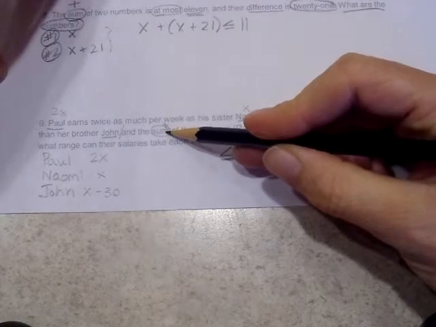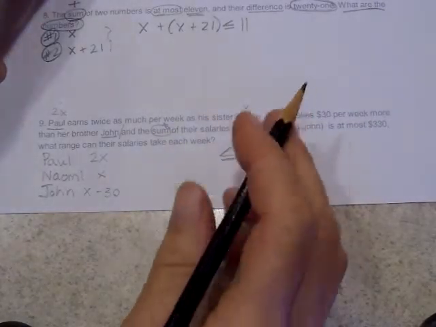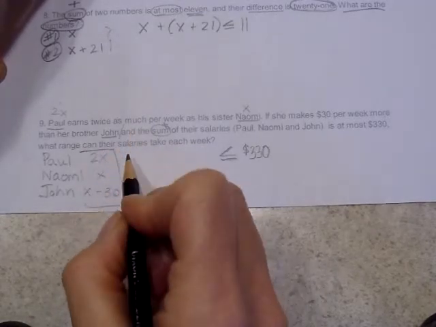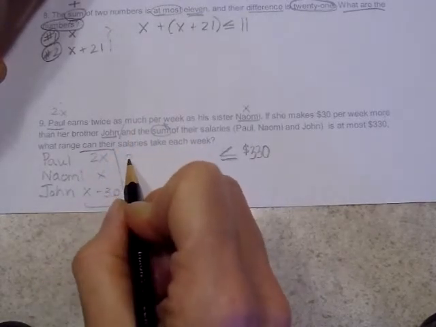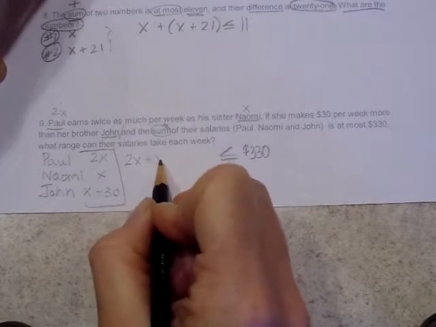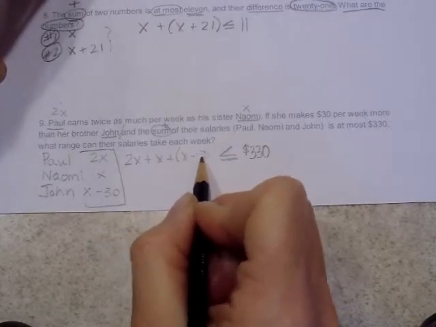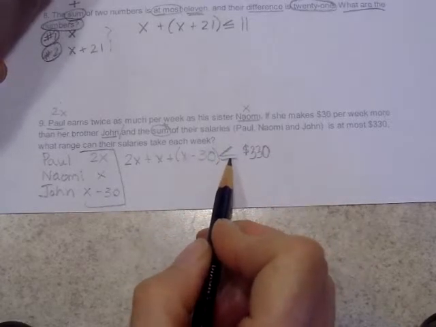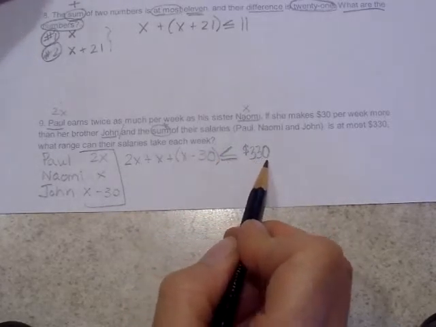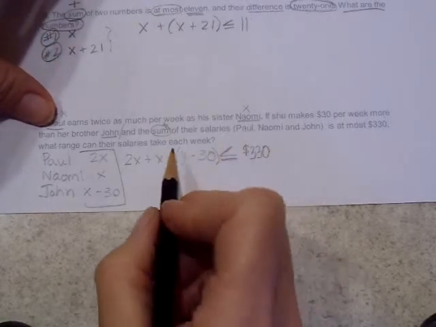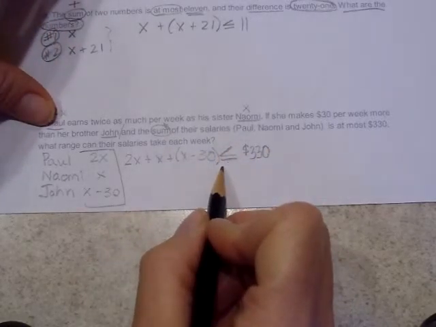Okay, and what's the sum of their salaries? Well, that's what we need to find out. But we'll just write the sum as our variables here. So we have Paul's plus Naomi plus John's income. And that should be at most $330. So there's your equation. Let's work through this one a little bit, and you can finish it off.